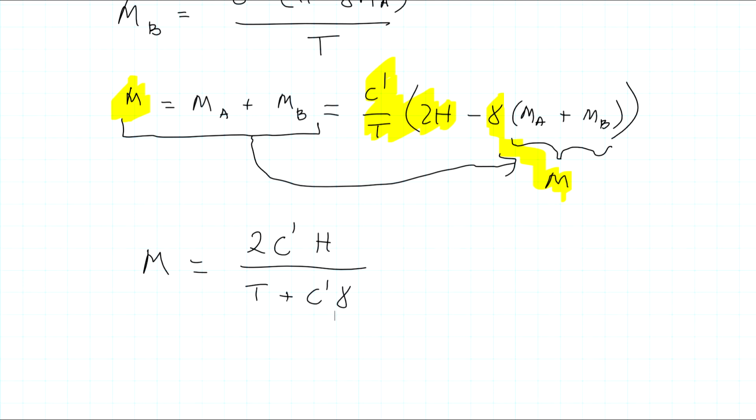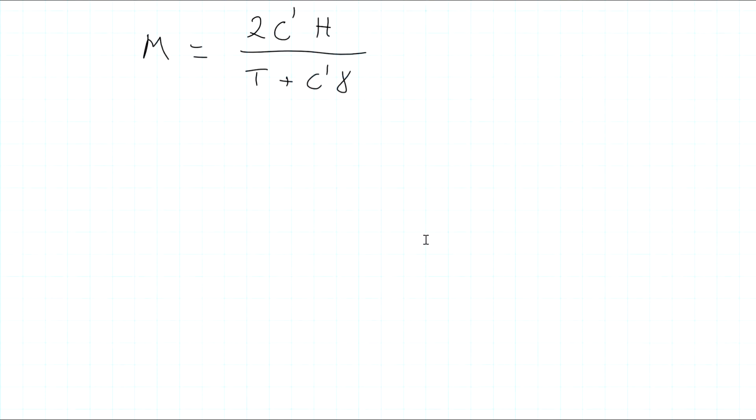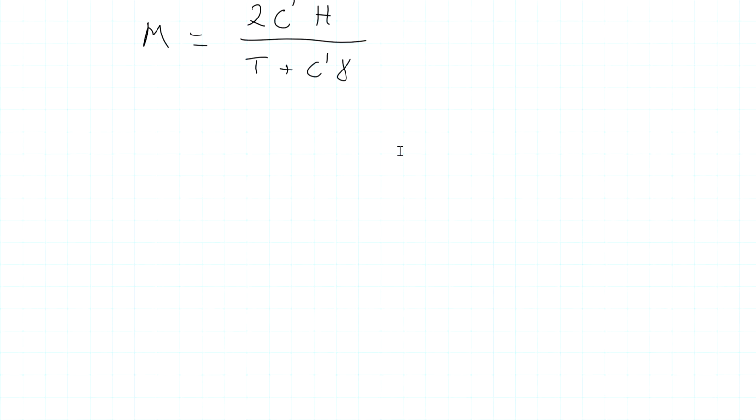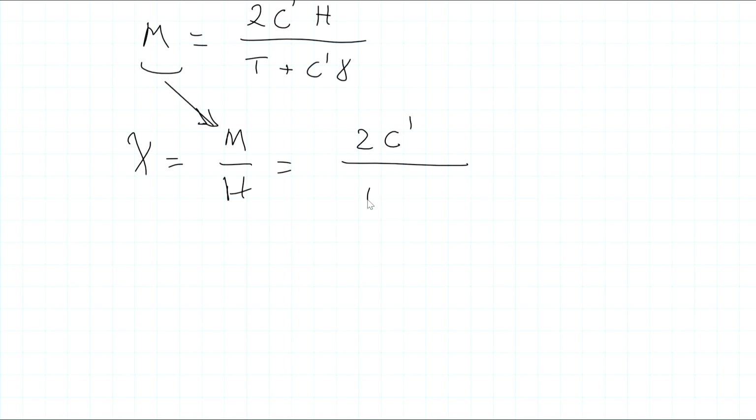Okay, there are a couple of things here to notice. So that is the magnetization. Now let's find susceptibility. Susceptibility, chi, is M divided by H, right? So we take this M and substitute it there. So that would be the same value divided by H, 2C prime over T plus C prime gamma.